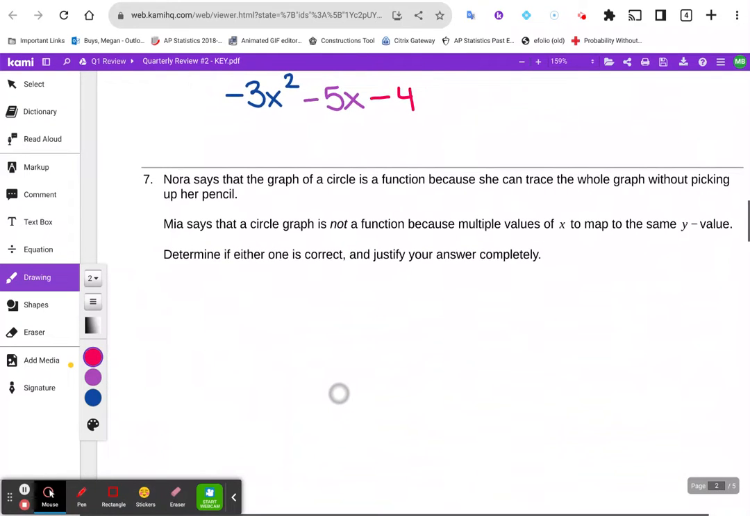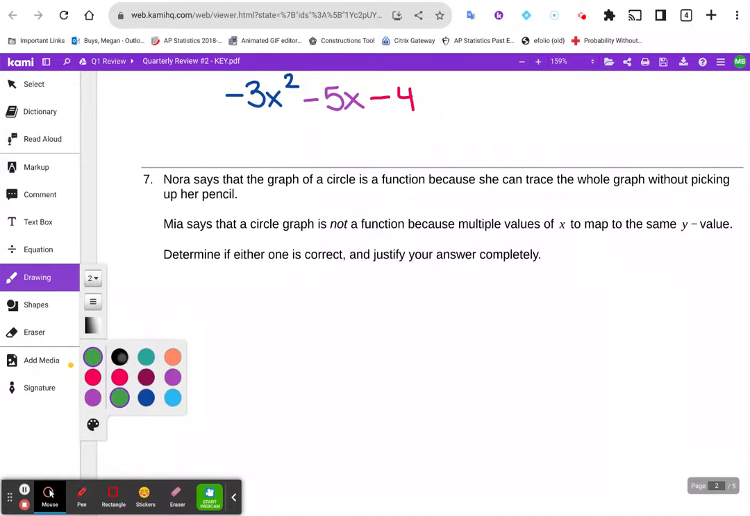Okay, next one. We're back to talk about functions here. Nora says that the graph of a circle is a function because she can trace the whole graph without picking up her pencil. Mia states the circle graph is not a function because multiple values of x map to the same y value. Determine if either one is correct and justify completely.